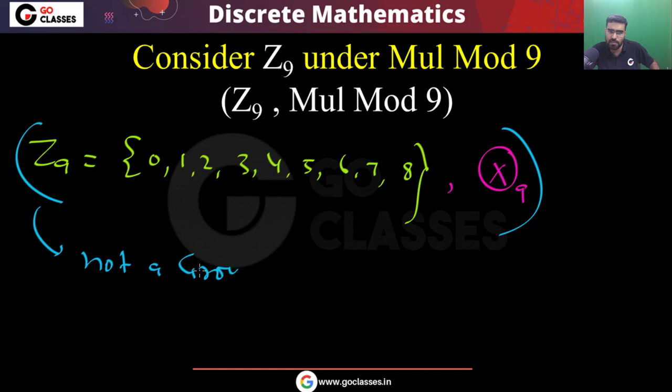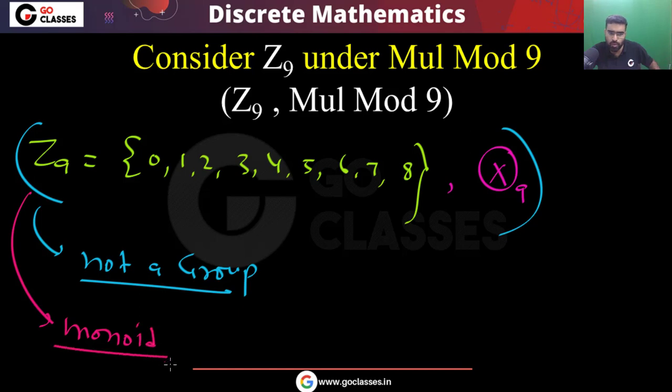And what is the reason? See, this is not a group, yes, but this is a monoid. Because the associative property is satisfied, the closure property is satisfied, and there is an identity element. This is the identity element for multiplication. And this structure is associative because multiplication is associative. So I can say that this is a monoid, but this is not a group. And where is the problem?